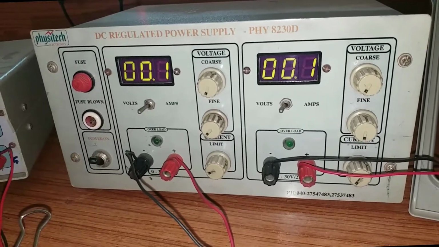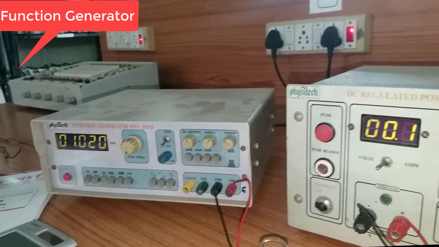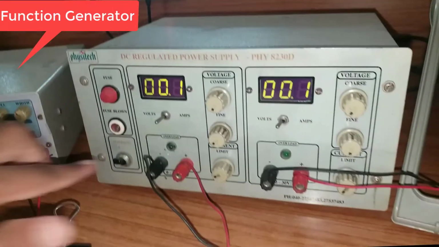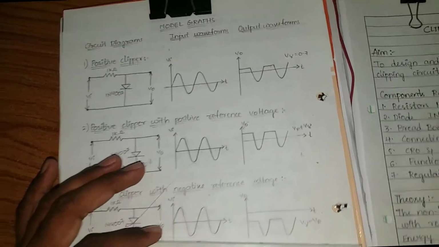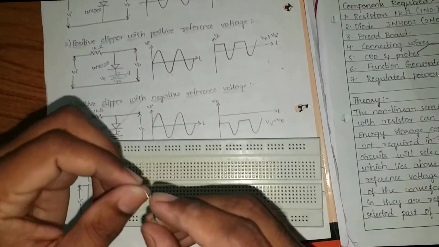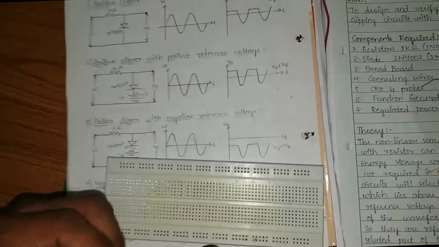First we are going to perform without applying the reference voltage. So first I am going to perform this positive clipping circuit. You just observe this circuit. It's very simple. This is a very simple experiment. Clipping and clamping experiments are very simple in the PDC laboratory.